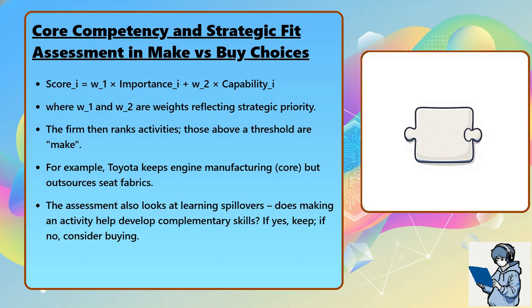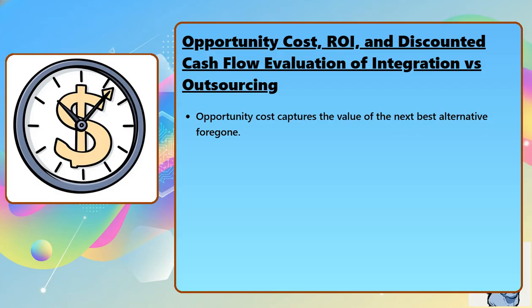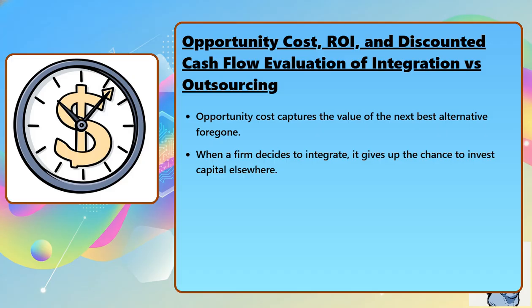The assessment also looks at learning spillovers. Does making an activity help develop complementary skills? If yes, keep. If no, consider buying. Opportunity cost captures the value of the next best alternative foregone. When a firm decides to integrate, it gives up the chance to invest capital elsewhere.